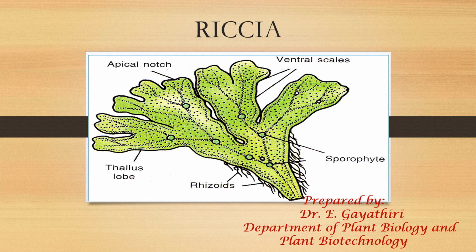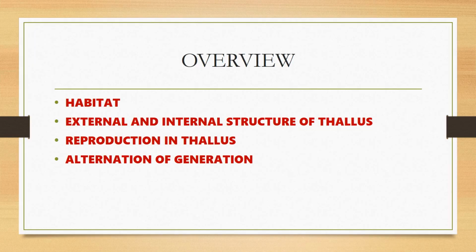Hello everyone. Today's topic of discussion is Riccia thallus. Let us see what are the contents we are going to deal today. We will start with the habitat of thallus and we will see the external and internal structure of thallus. Then we will study about the reproduction of thallus followed by the alternation of generation.